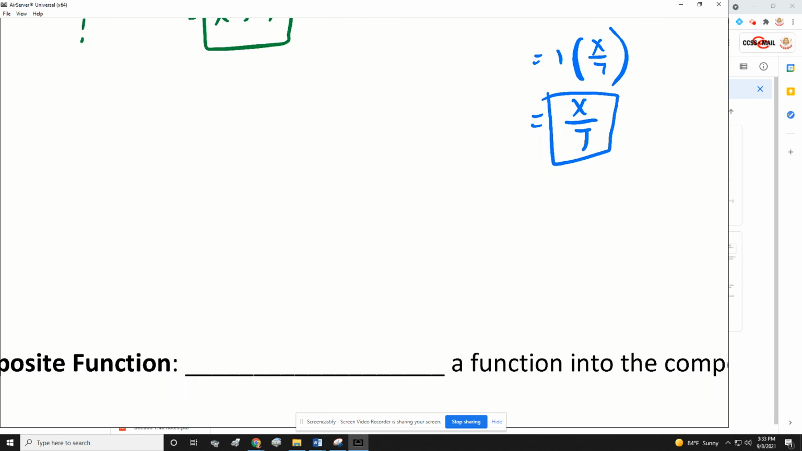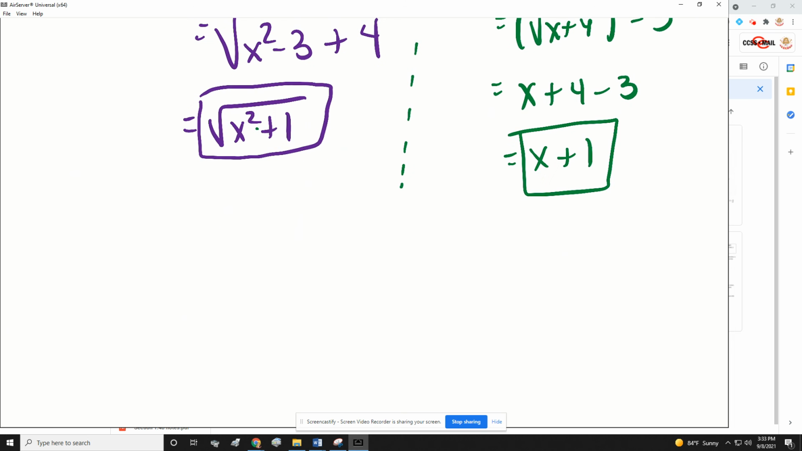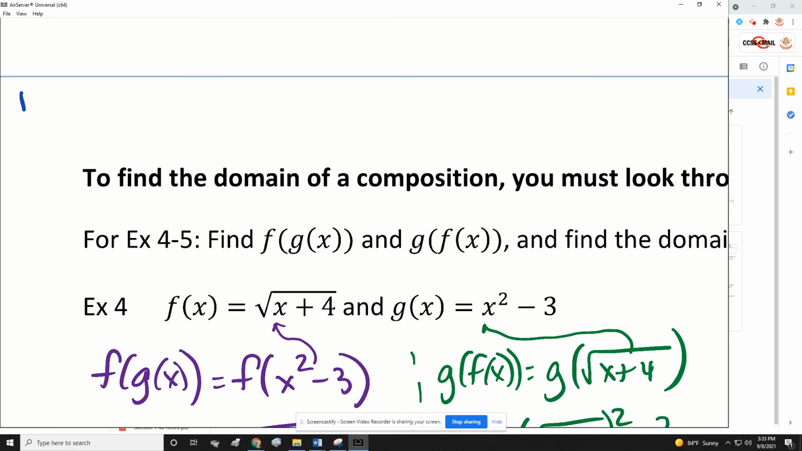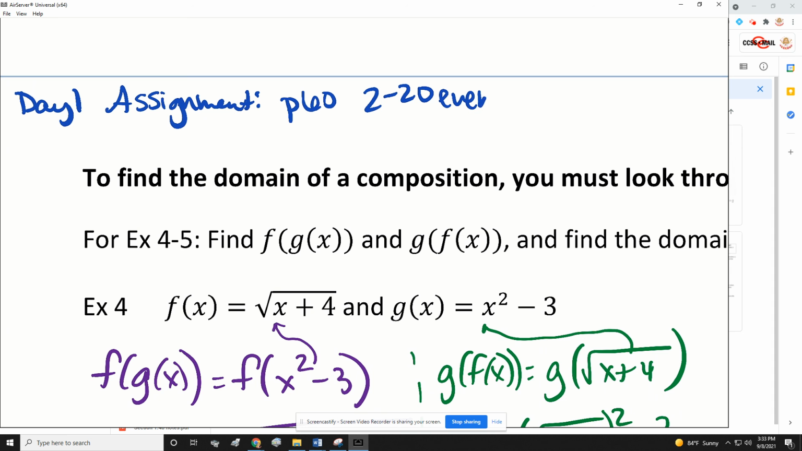All right, so the assignment for day 1 is on page 60. I want you to do 2 through 20 even, and then 22 through 25.